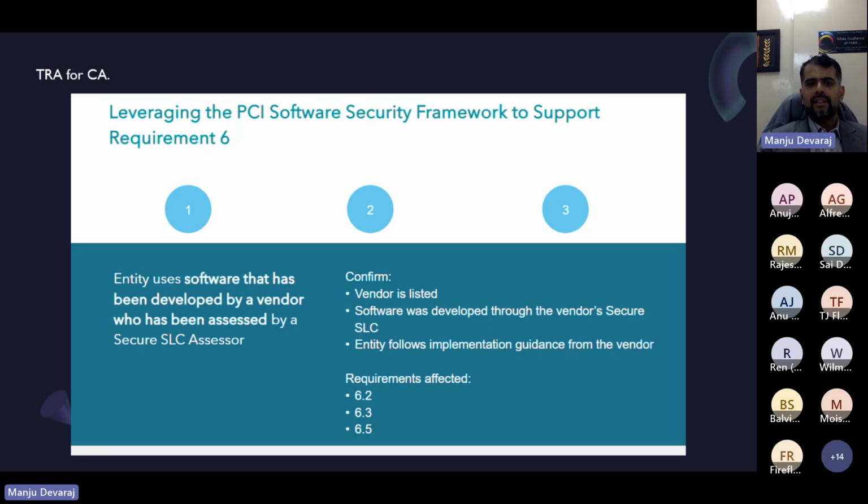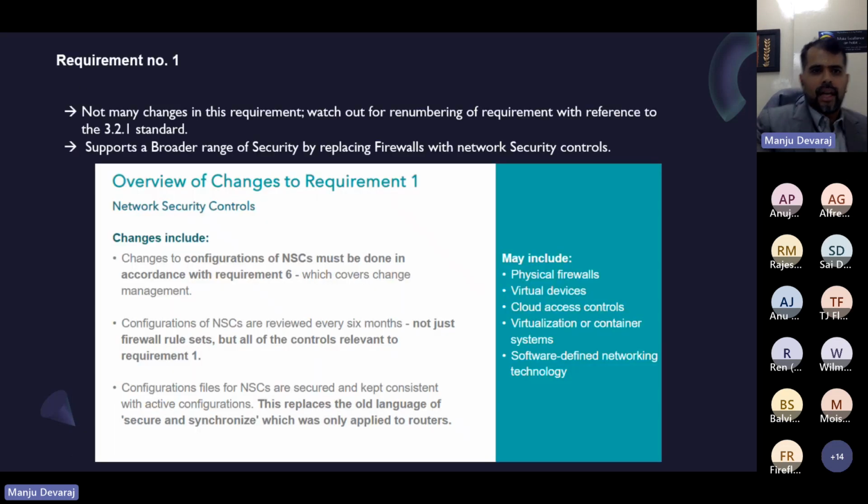So confirm the vendor is listed. Software was developed through the vendor's Secure SLC. Entity follows implementation guidance from the vendor. Requirements affected under 6: three requirements, 6.2, 6.3, and 6.5. Okay, all right, thank you.